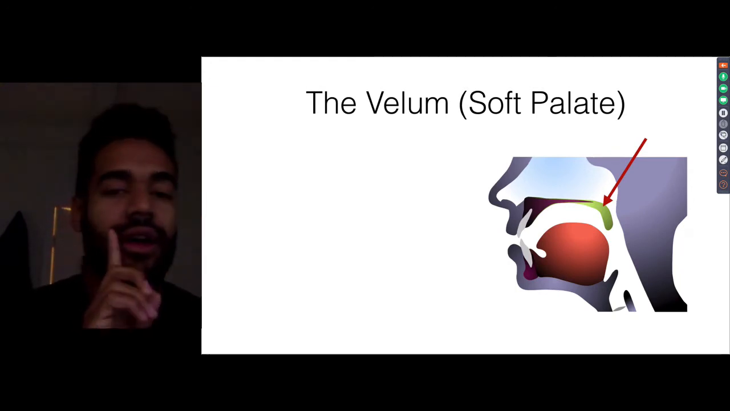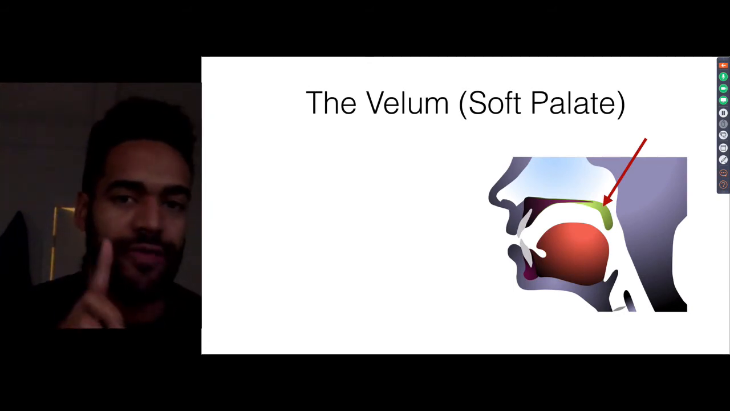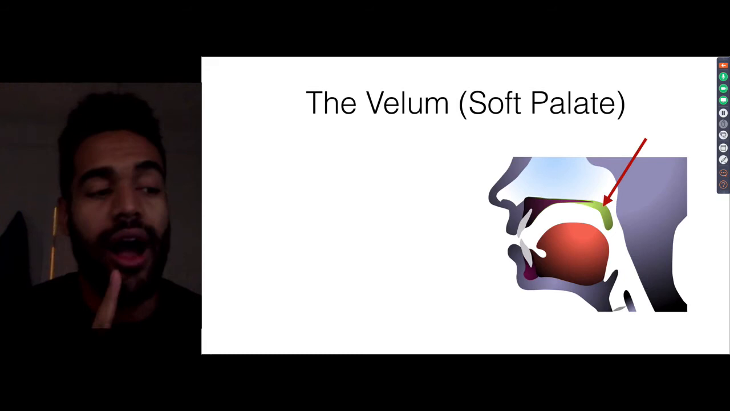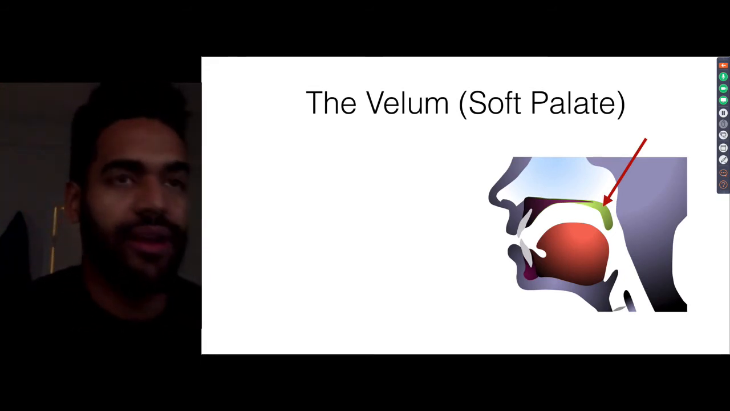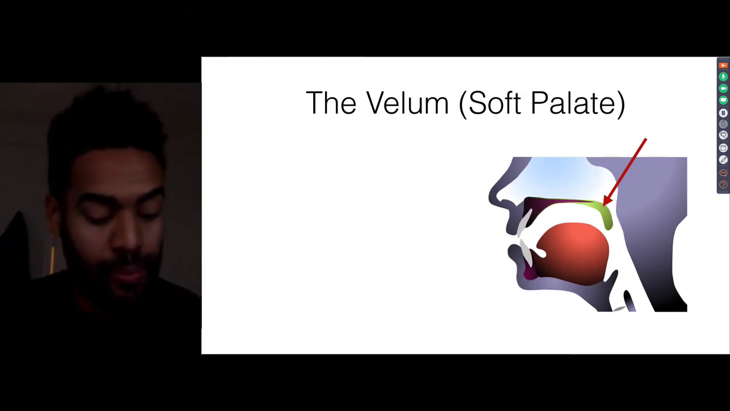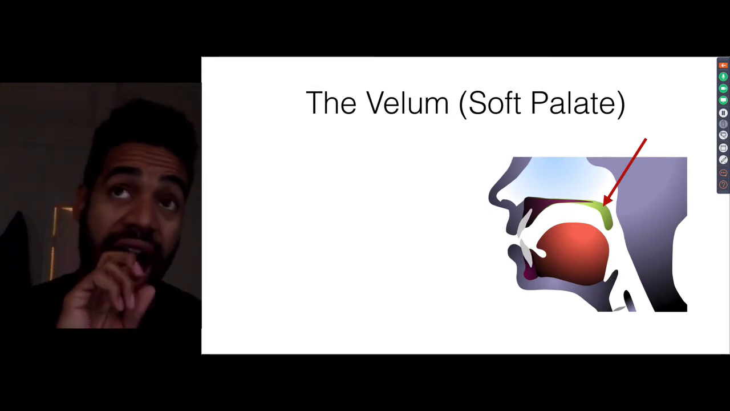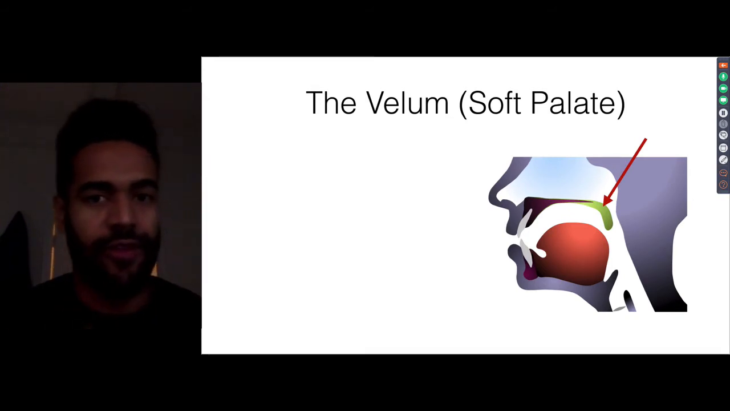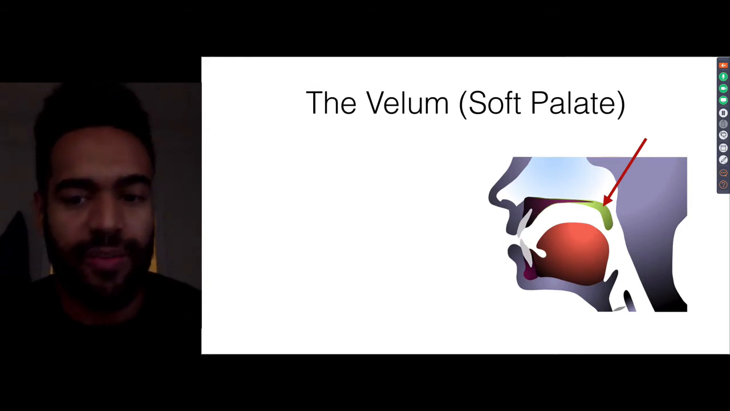Now, if you keep sticking your finger back and slowly glide it back, but don't go too fast, or you'll gag, you'll get to the soft palate, and you'll know it's the soft palate because all of a sudden it gets soft. There's no bone there. The hard palate has bone. With the soft palate, the bone goes away, and it's just soft tissue. So you can go back and feel it. Eventually, there's a major change. That's the soft palate. Okay.